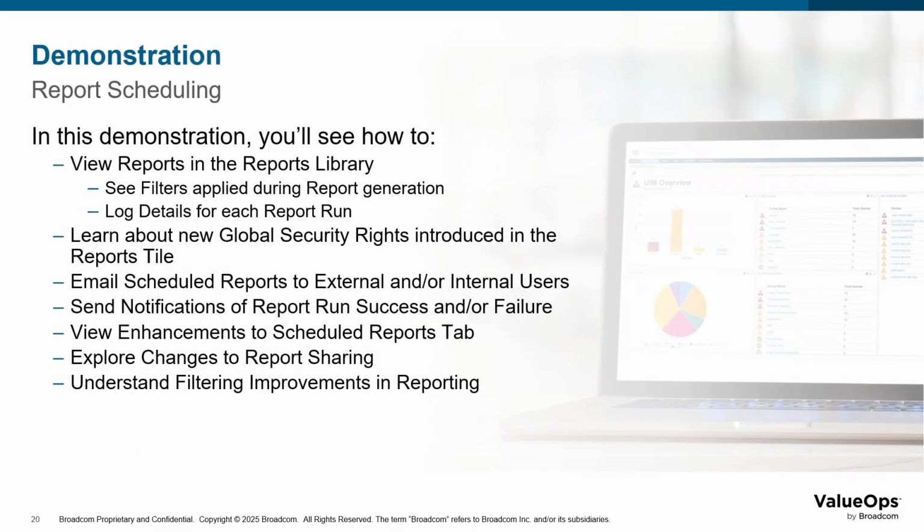In my demonstration, the first thing that we're going to take a look at is the new reports library, and we'll see the filters that were used during each report run and any log information for the status of each report run. Then we'll take a look at the new global security rights that we introduced in the reports tab. We'll also look at some scheduling capabilities where you can email output for reports to external and internal users, and you can also send notifications of the report run status, whether the report was successful or failed. We'll take a look at that.